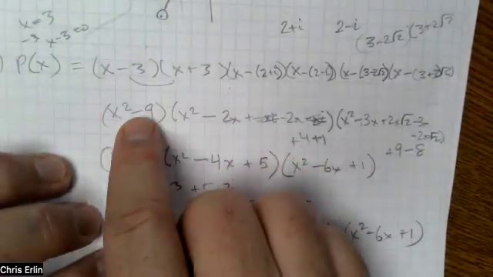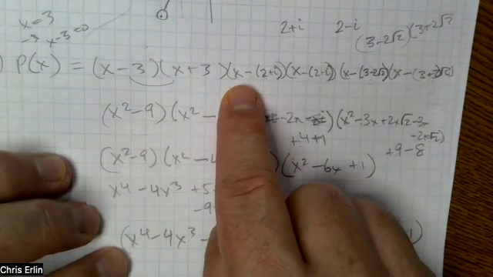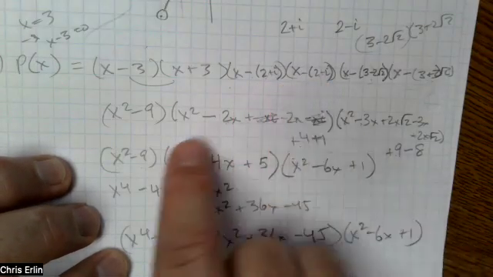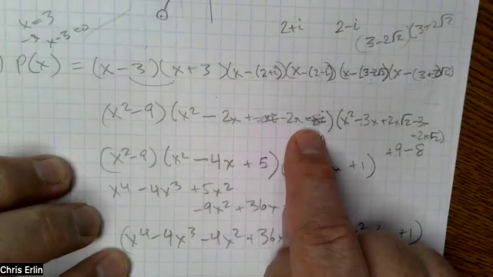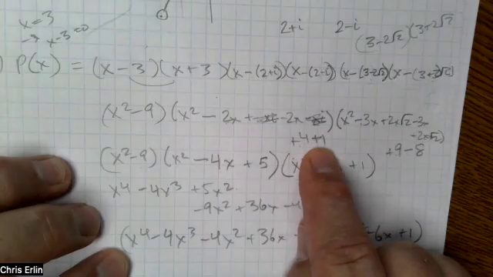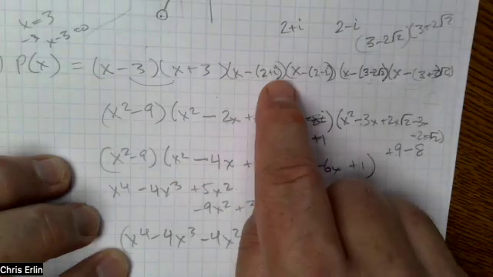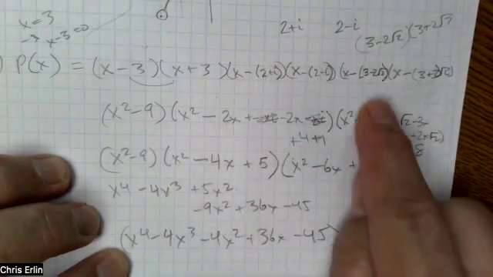So x minus 3 times x plus 3 is a difference of squares, x squared minus 9, no problem. x minus 2 plus i and x minus 2 minus i becomes x squared minus 2x plus xi minus 2x minus xi plus 4 plus 1. And as I clean that up, it becomes x squared minus 4x plus 5. Again, the imaginary components have dissipated because we used conjugate pairs.